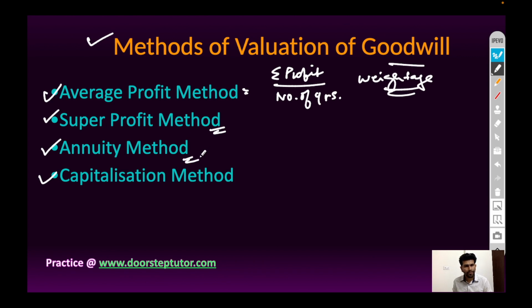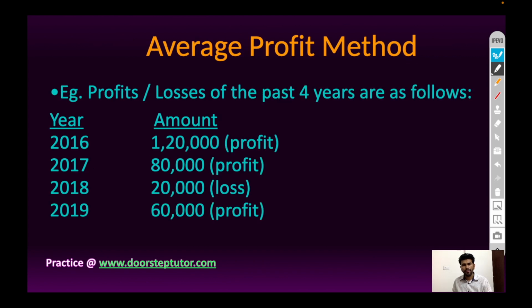Annuity method. Under annuity method, we have to provide discounting factor to each year's profit to get goodwill. Under super profit method, the limitation is we do not provide time value to the profit. But under annuity method, we give discounting factor. We provide discounting factor to each year's profit. Let's calculate goodwill by each method.